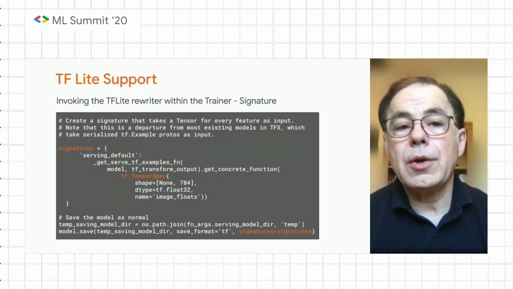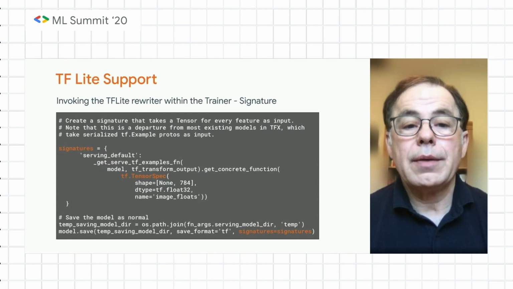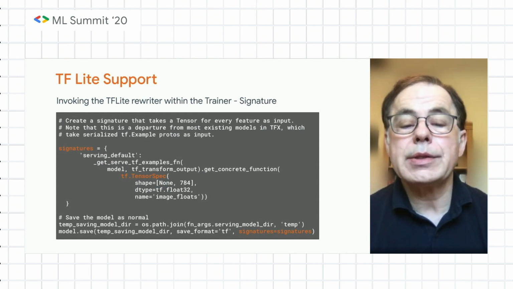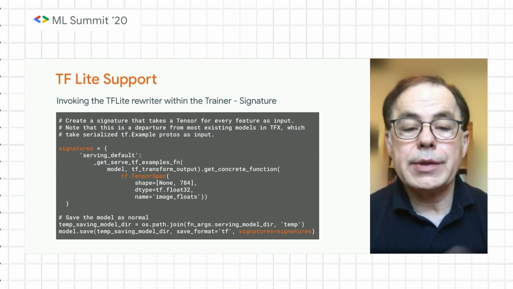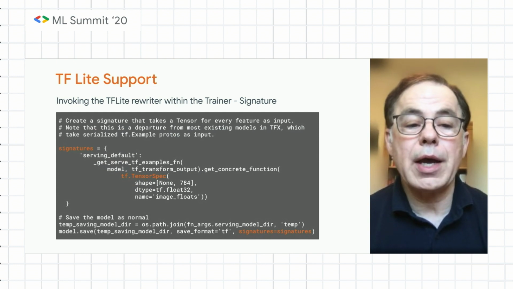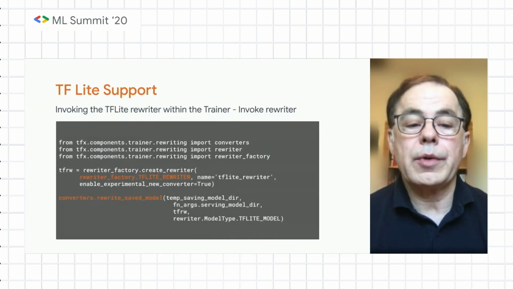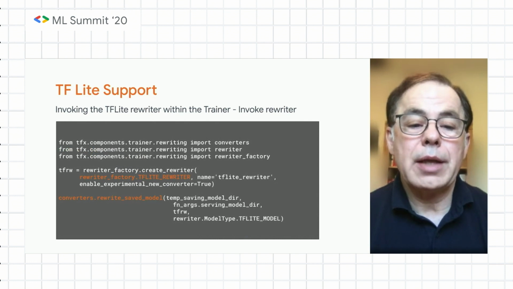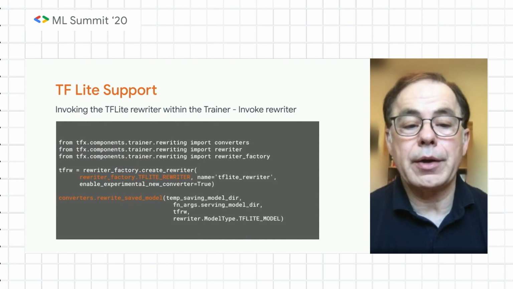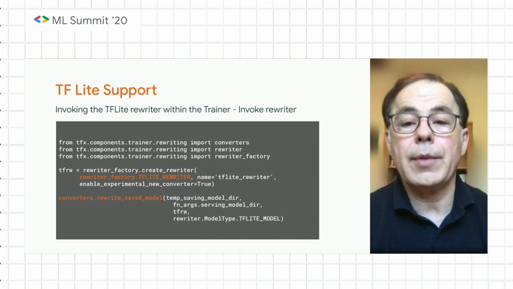So this is what the code looks like. This is invoking the TF Lite rewriter. This is actually the signature portion of that, so you have this tensor spec that you have to define as part of your signature. And then you invoke the rewriter. So you have a rewriter factory, and you're using the TF Lite rewriter here. And it's going to rewrite a saved model.